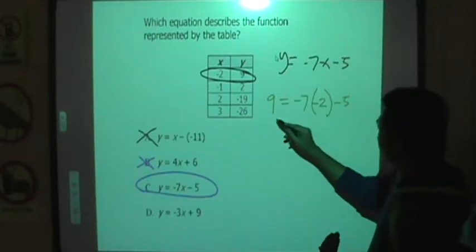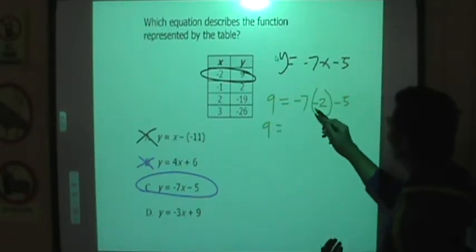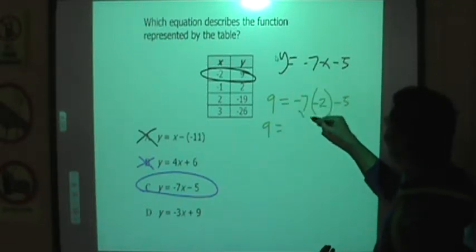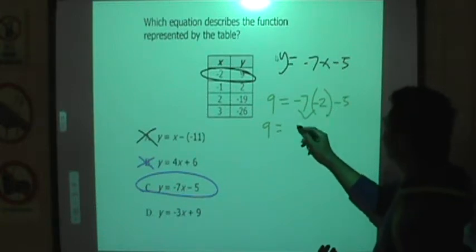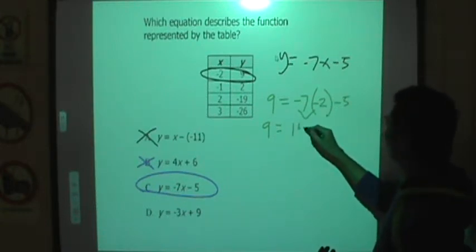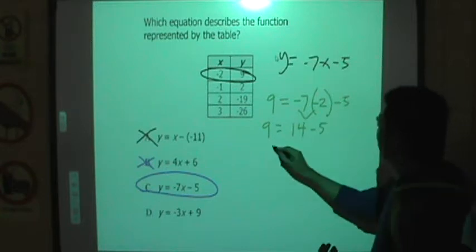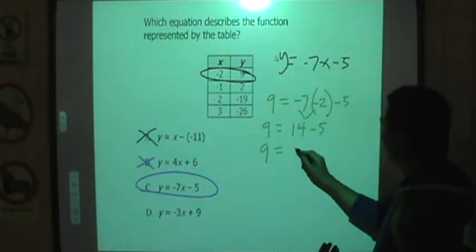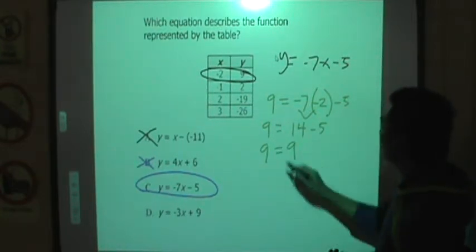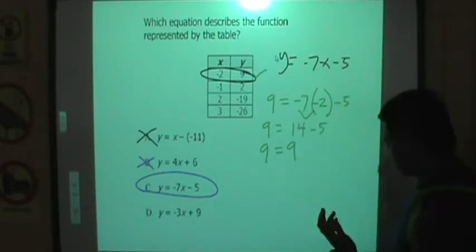So by using this formula, -7 times -2, to simplify -7 and -2, you're going to get positive 14 minus 5. Now, 14 minus 5 is equal to 9. So they're both equal. So I can say that that's correct.